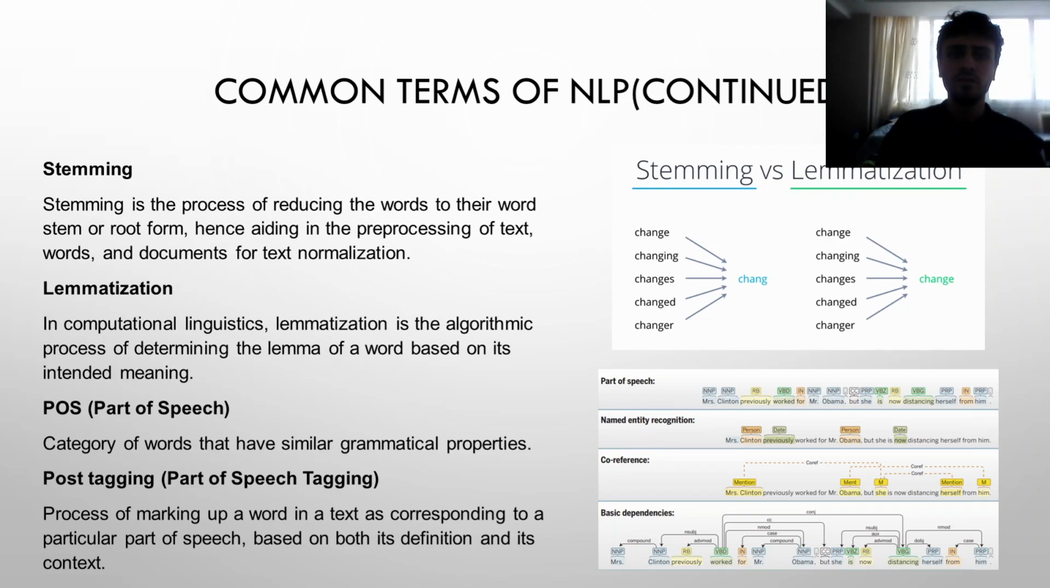Stemming is the process of reducing words to their word stem or root form, hence aiding the preprocessing of text, words, and documents for text normalization. In computational linguistics, lemmatization is the algorithmic process of determining the lemma of a word based on its intended meaning.